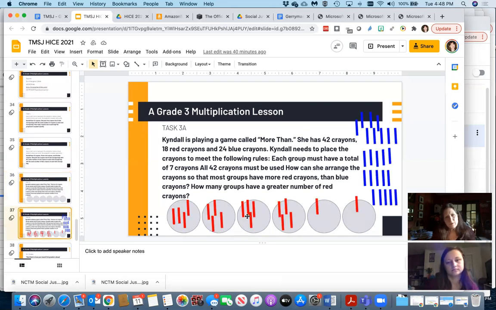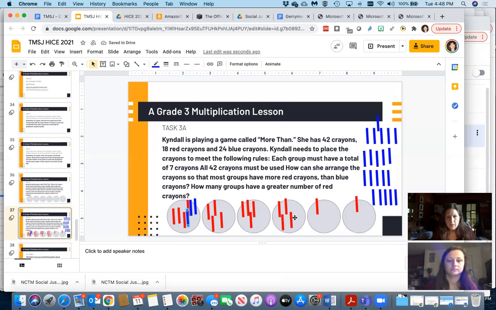I go 1, 2, 3, 4, 1, 2, 3, 4, 1, 2, 3, 4, 1, 2, 3, 4. So now I have more of the bags containing more red crayons. And then I take the blue ones and I can go 1, 2, 3, and move them in there. 1, 2, 3. And so now this bag has 7 crayons all together, but there's more red.